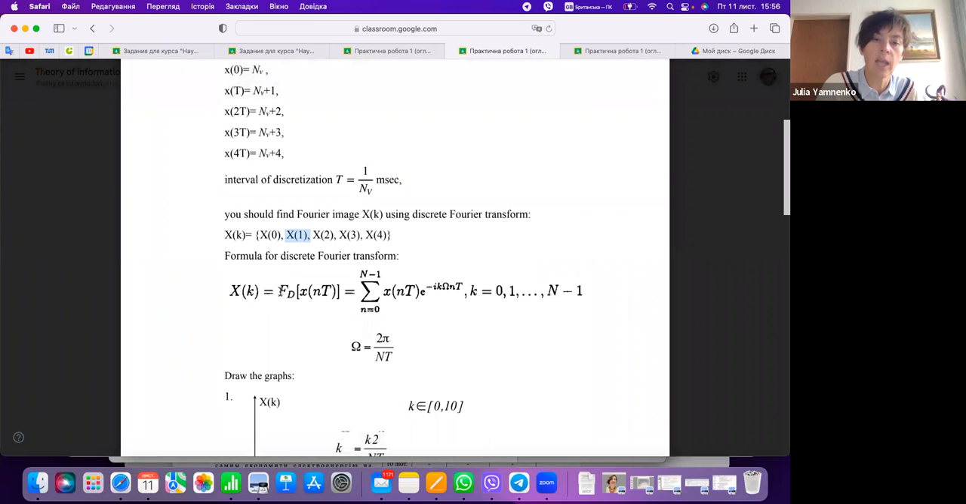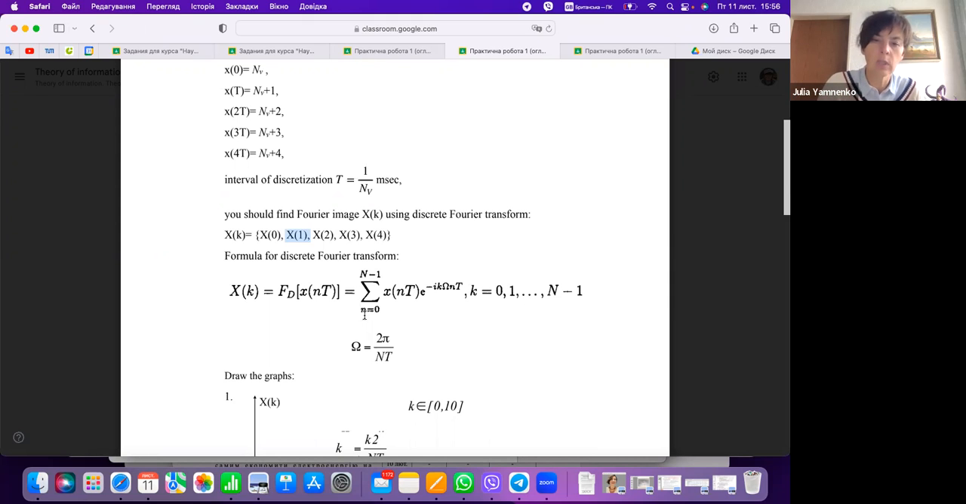This notation F with the lower index D means that there is a discrete Fourier transform, discrete because we have a lower index D. And here in the brackets, it could be figure brackets or rectangular brackets. It's a different notation, but they mean the same. So there is an original function to which we apply the method of discrete Fourier transform.